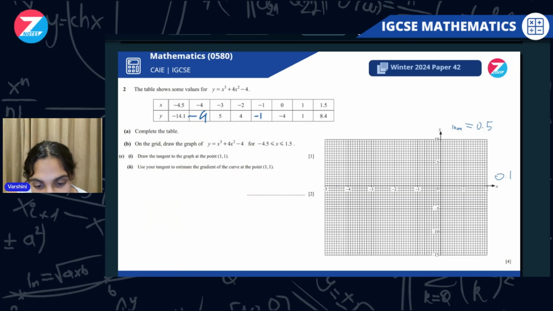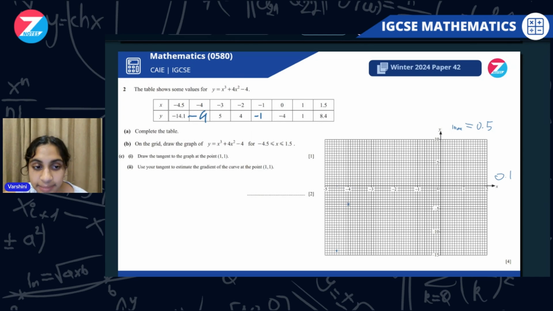So as it's minus 14.1, we're just going to round that off and put it somewhere around minus 14. Okay, and for the next plot, it's going to be at minus 4, minus 4. So minus 4 is here, and over here it's going to be down from 5, so minus 4.5, and minus 4 will be over here.